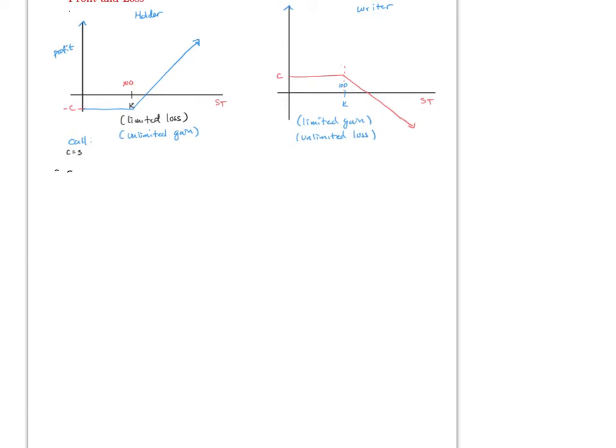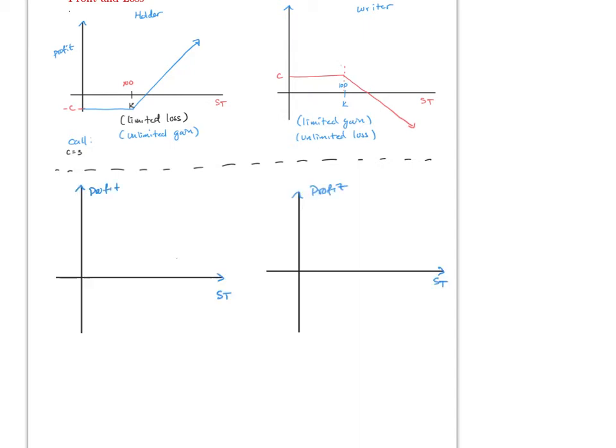Okay, now let's do the same analysis, but for a put option. So again, let's look first at the holder. Remember that the holder now has the right to sell. Again, let's say that the value for K is here. So remember, you're not going to sell something for $100 if it is worth $200, but you will sell something for $100 if it is only worth like $20 or $30, right?